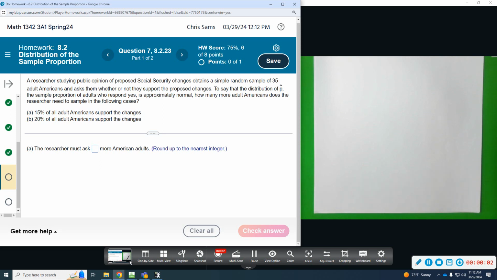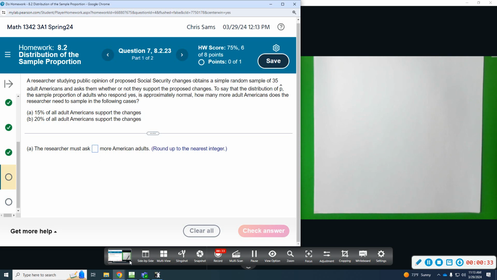All right, question number 7. A researcher studying public opinion of a proposed Social Security changes obtained a simple random sample of 35 adult Americans and asked them whether or not they support the proposed changes. To say that the distribution of P, the sample proportion of adults who respond yes, is approximately normal, how many more adults does the researcher need to sample in the following cases?